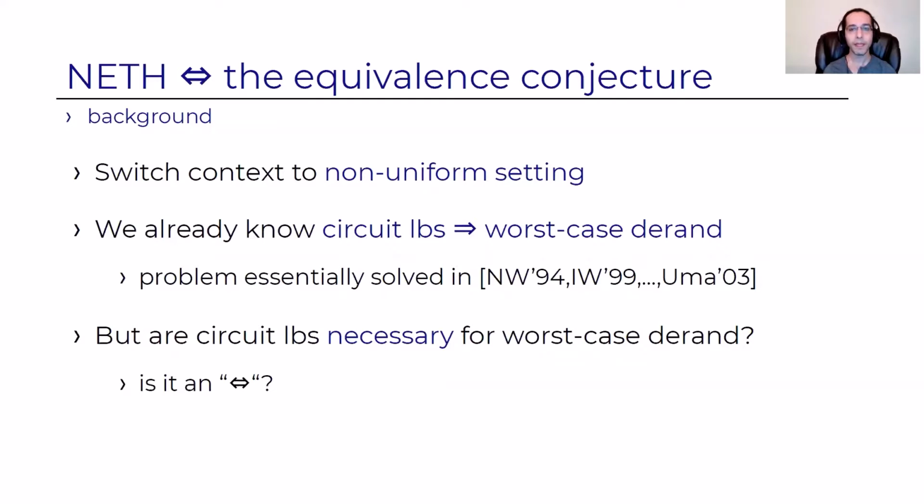BPP. And in this setting, we already have a smooth implication. The stronger the lower bound, the faster the derandomization that we get. This was proved in a long line of work starting with Nisan-Wigderson in '94 and culminating with Umans' work in about 17 years ago. And the main question of interest right now is whether or not the same lower bounds are also necessary for worst case derandomization. Is it an if and only if?